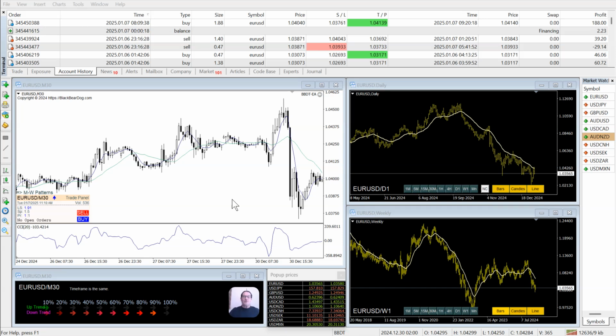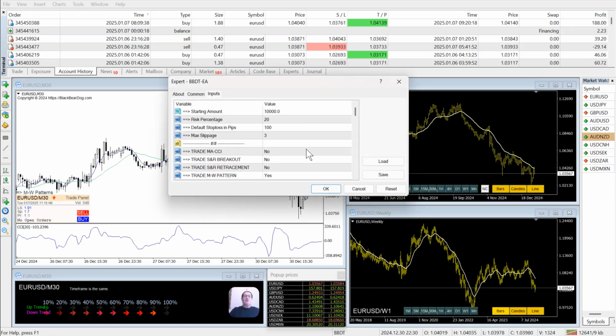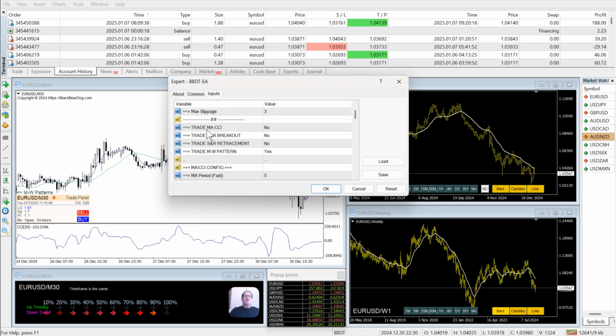But first, we need to tell our bot that we want to trade the M and W pattern. To do that, we click on our smiley face, we go to the trade routines and make sure that trade M and W pattern is set to yes. Simply click and select, and everything else is set to no.